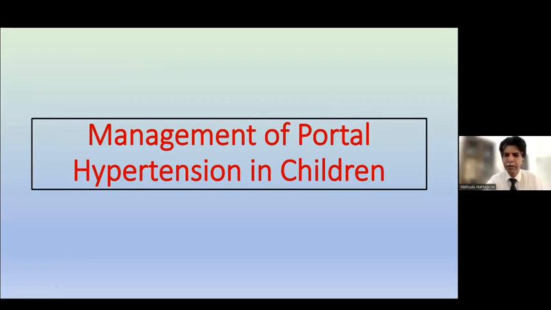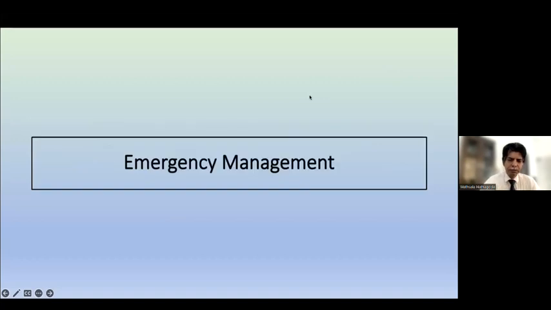Good morning, everybody. So we are going to discuss management of portal hypertension. Actually, I would like to thank Vatsala for making my life easier, giving a very good idea about the pathophysiology and what is going on. So we'll discuss part of the emergency management and part of the long-term management, and I will hand this over to Vatsala again to finish the latter part of the lecture.